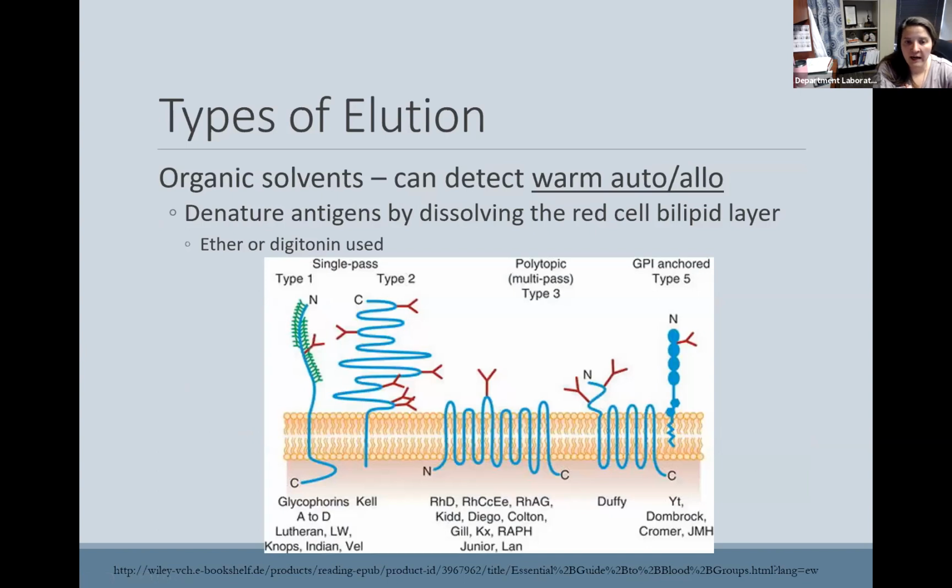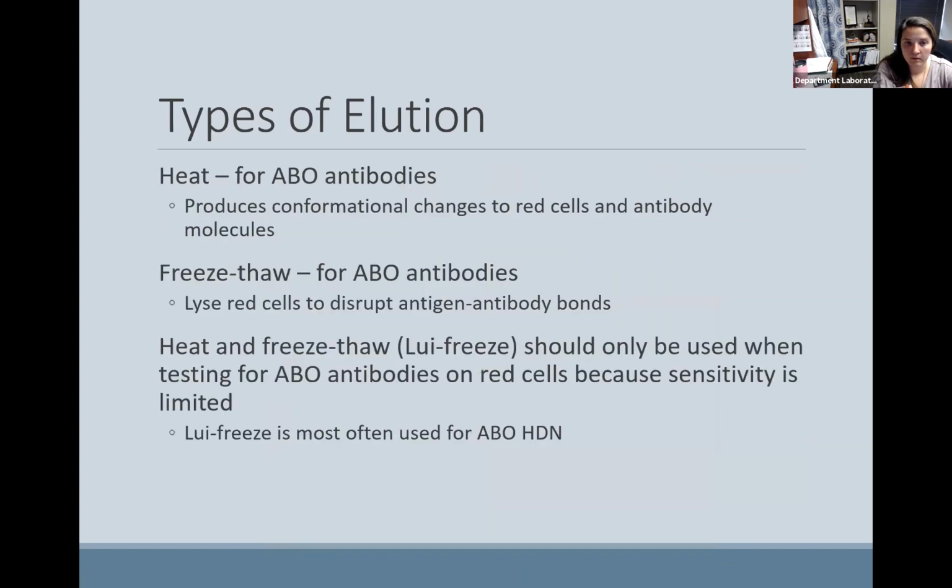You can also use organic solvents to denature the antigens by dissolving the red cell bilipid layer. Some of these are ether and digitonin. You can commercially purchase those. And then you can use heat or Lui freeze. Lui freeze is your freeze-thaw. Those are used when you suspect any type of ABO hemolytic disease of the newborn.